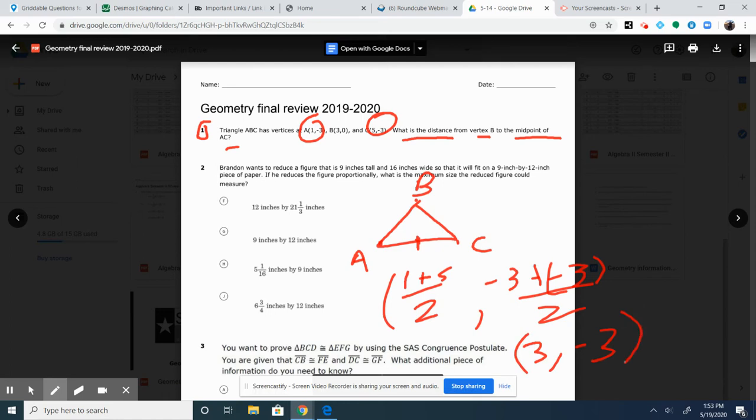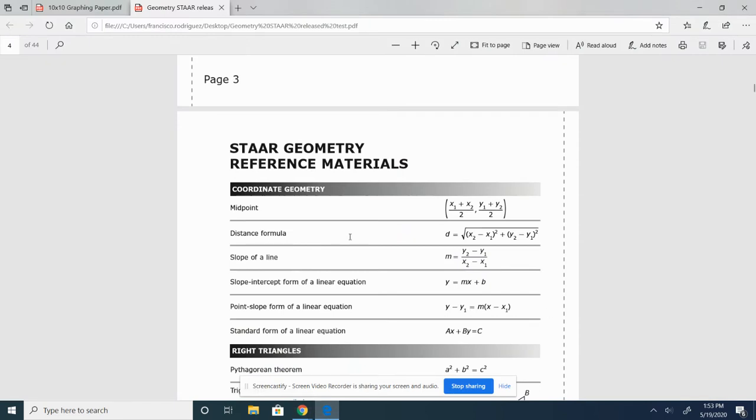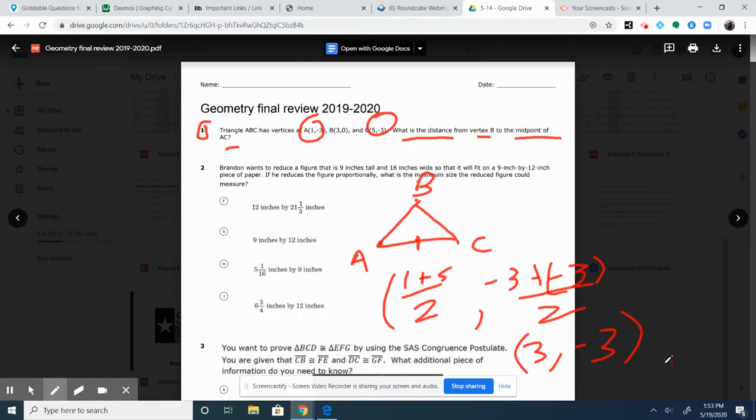Now we want to find the distance, and for that, we need our distance formula, which is the square root of x2 minus x1 squared plus y2 minus y1 squared. So now we're going to use our midpoint, and just do it here in a different color, we are now going to use our midpoint and our point for B. So in our formula, we're going to have 3 minus 3 squared plus negative 3 minus 0 squared.